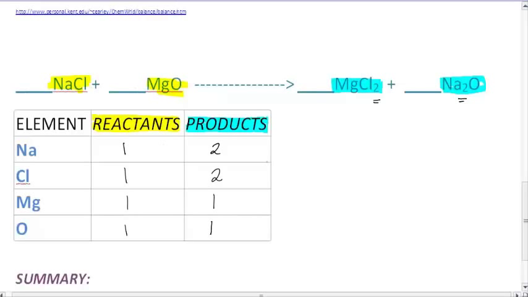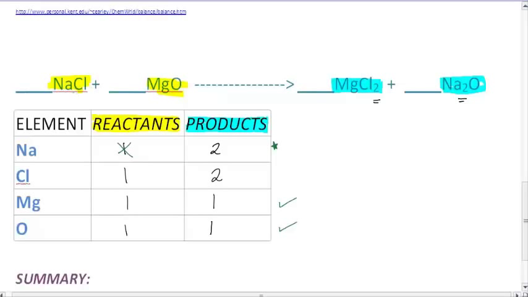So I have to look at my table now and say, where are the problems? Magnesium's fine, oxygen is fine, right? 1 on each side, that balances. Nothing's being created, nothing's being destroyed. Sodium, however, is a problem. I can't have 1 sodium on this side and 2 on this side, because remember, we can't create matter, right? We can only have it react and form new chemicals. So somehow I need to find a way to get 2 atoms of sodium in the reactants.